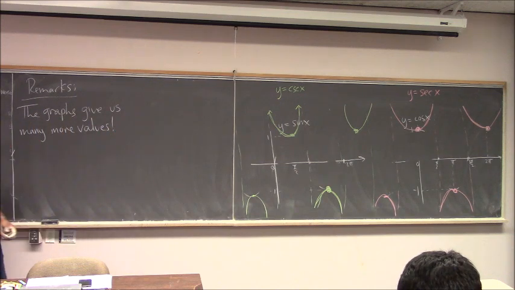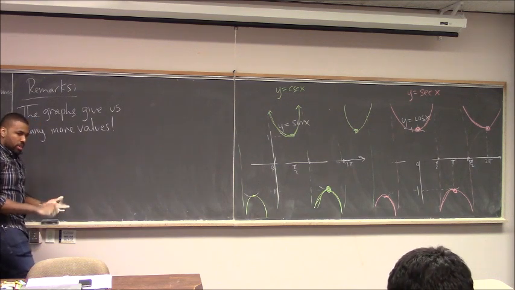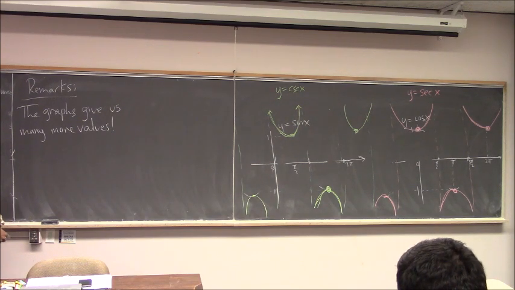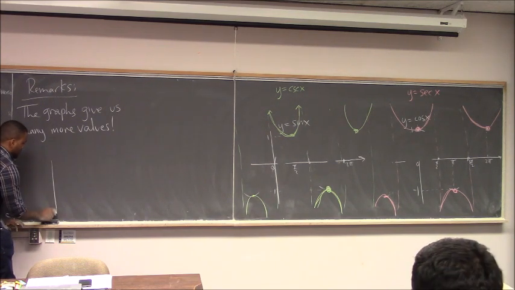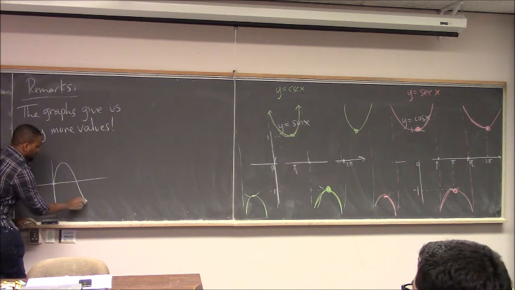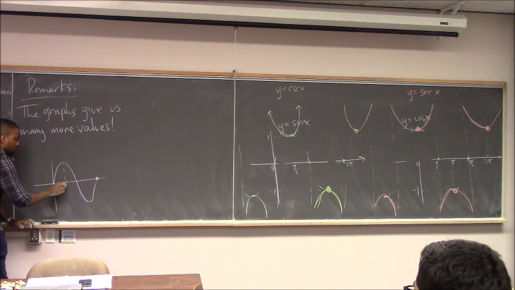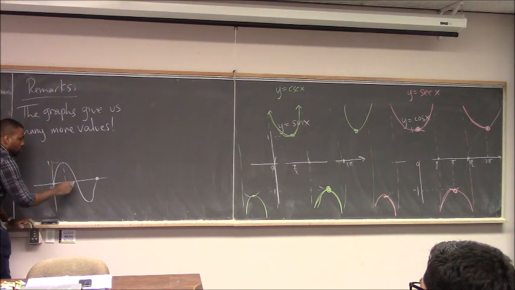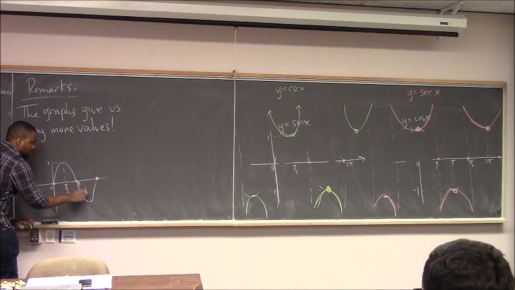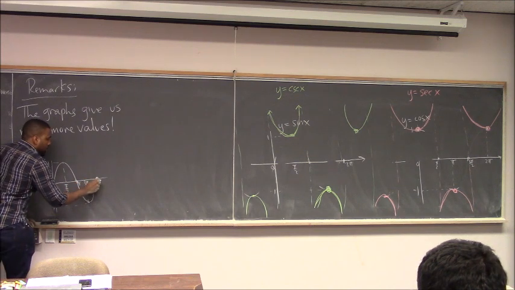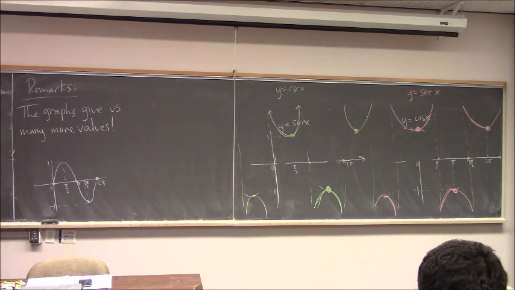The graphs, you'll notice, give us many more values. For example, we know what sine and cosine were at 30 degrees, 45 degrees, 60 degrees, or pi over 6, pi over 4, pi over 3. But now, thanks to the graphs, if you look at the sine function, you'll start to notice some patterns. At pi over 2, the sine should give you 1. At pi, the sine should give you 0. At 3 pi over 2, the sine should give you -1. And at 2 pi, it'll give you 0.